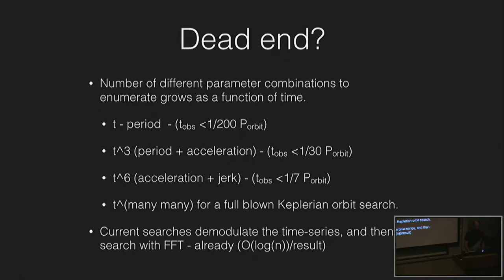Now, this seems like a dead end to improve algorithmically. Why is that? If you want very, very short observations, T-obs, smaller than 1% of the orbital period, then you can do just a regular search for periodic intensity. So if you have 1 hour of observation, this means that the orbital period should be quite long, like 10 days.